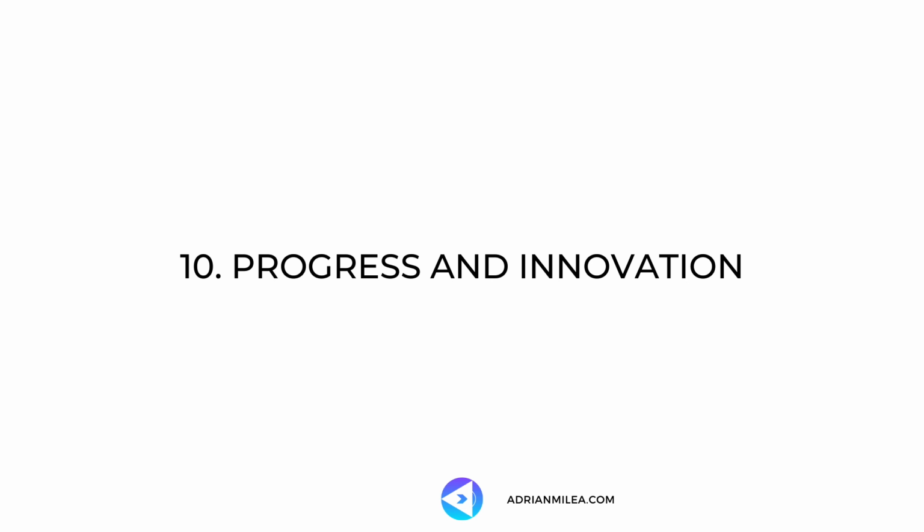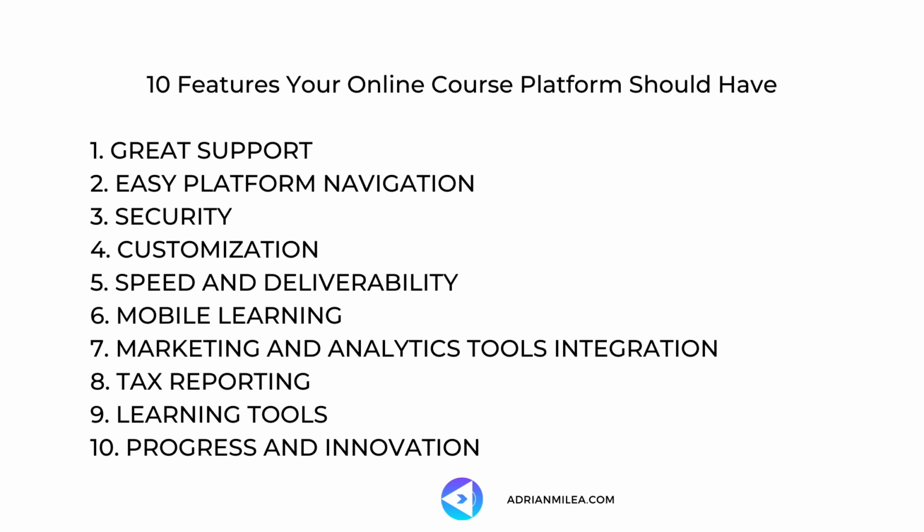Progress. You want your platform to be updated in terms of adding new tools for you to use for delivering the best experience for your students. Your online course platform should always be up to date with what is going on in the market. So there you have it. In my opinion, these are the 10 essential features an online course platform should have. You must be able to control what is going on your platform as much as possible. This will help you in making the best decisions regarding your online course business.